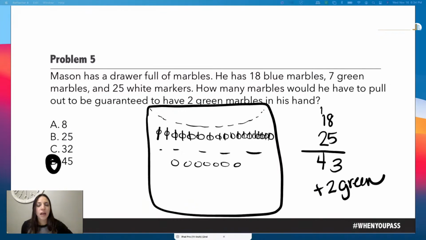45. Again, is that probably going to happen? No. I'm probably going to stick my hand in there and at least be able to get those 2 green marbles at some point. But we have to consider all the options. So in this case, the answer is 45.